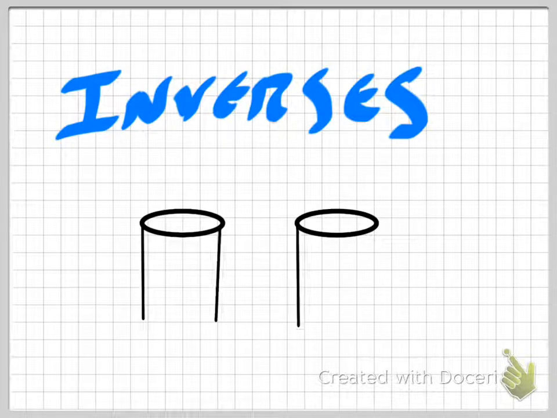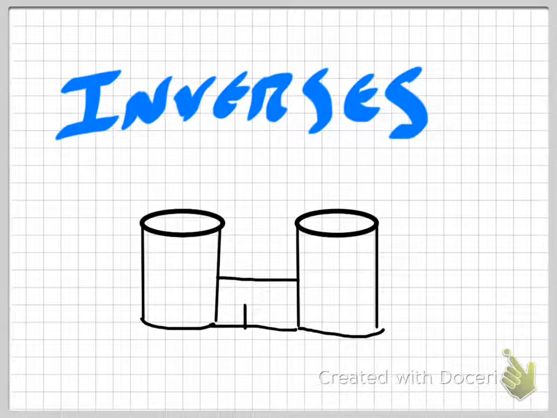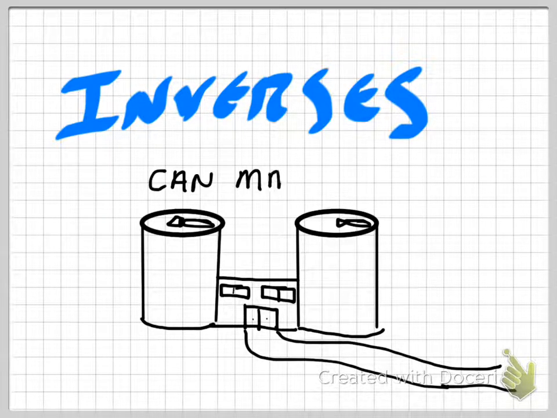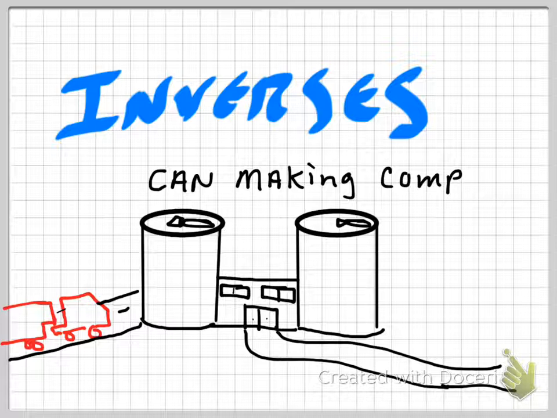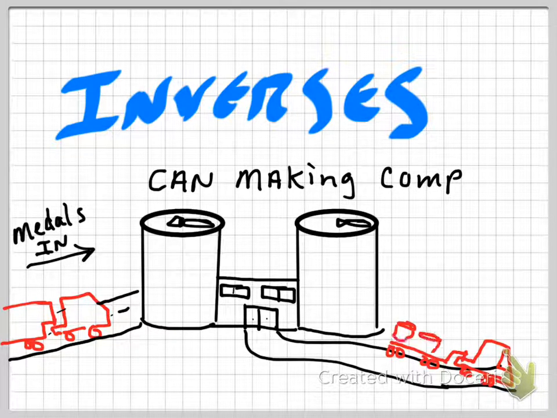Alright, for this video we are going to explain what inverses are. I'm going to start with a can making factory, or can making company. Into the company we're going to bring in some metals, and then what comes out? A bunch of cans.